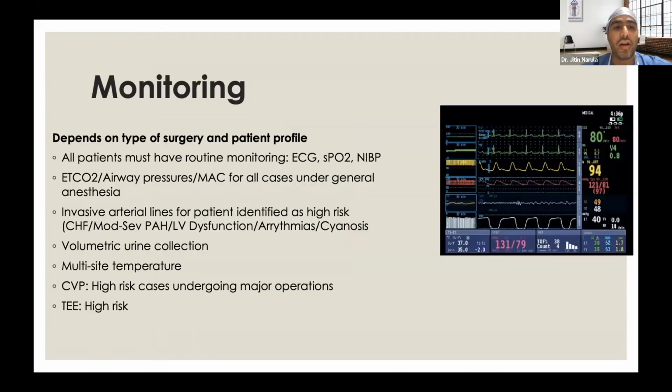It's tough to be going through all that in this session. And so we'll be moving on to monitoring. It depends on the type of surgery which the child will be undergoing, and the patient profile. All patients must have routine ECG, SpO2, and NIBP, and airway pressure and MAC for all patients on anesthesia. Invasive arterial lines for patients who are identified as high risk or moderate risk with CHF, LV dysfunction, arrhythmias, or cyanosis, and consider volumetric urine collection, multi-site temperature monitoring, and CVP monitoring, and TEE in very high-risk cases.